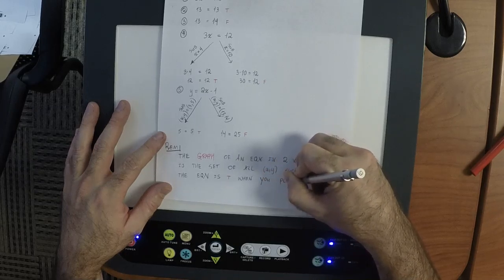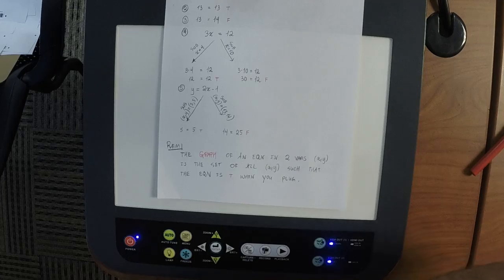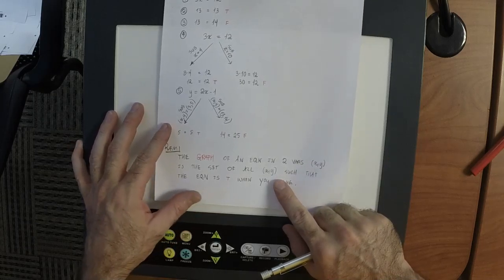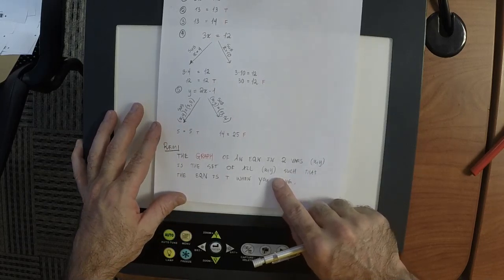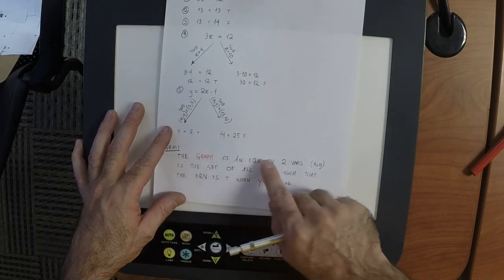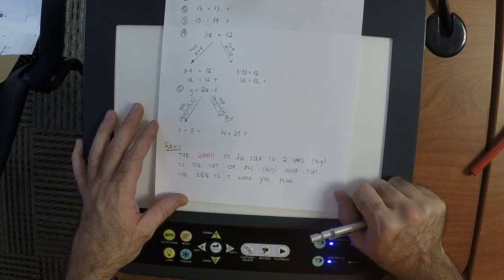So I'd like to note something that Ms. Harris also misled you about. And that is that the definition of a graph has nothing whatsoever to do with a drawing. Nothing whatsoever. It doesn't say the graph of an equation is a drawing. It says the graph of an equation is a set. It's a set.